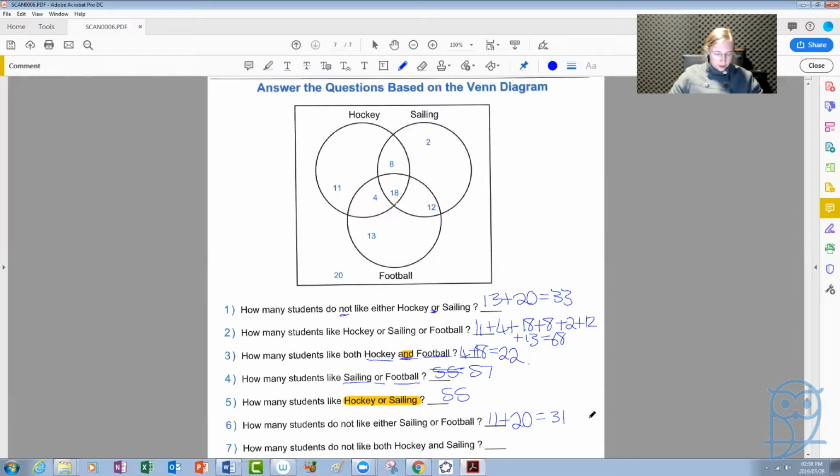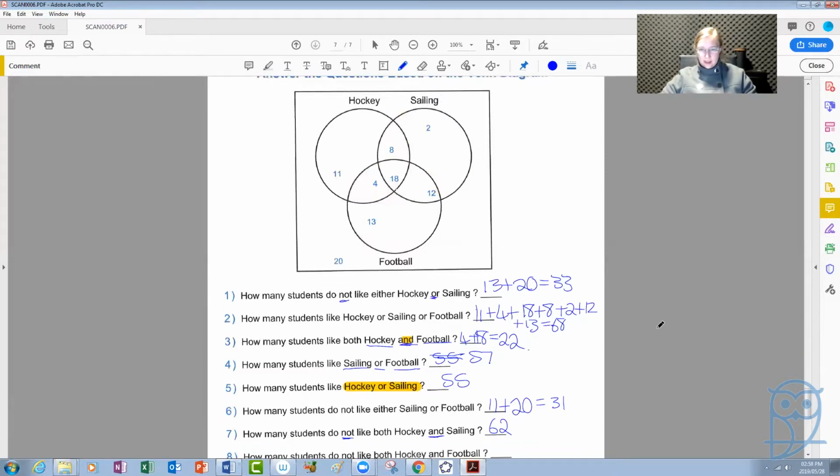Okay. So the next question is, do not like both hockey and sailing. So now we've got that and there's not. So first, hockey and sailing is that section there. So we need to have everything outside of that section there. So that'll be 11 plus 4 plus 13 plus 20 plus 12 plus 2. Okay. So if we add all of that together, then we get 62. That is this intersection here, everything outside of it. That's what the not means. It's everything outside of whatever you're going to look at.